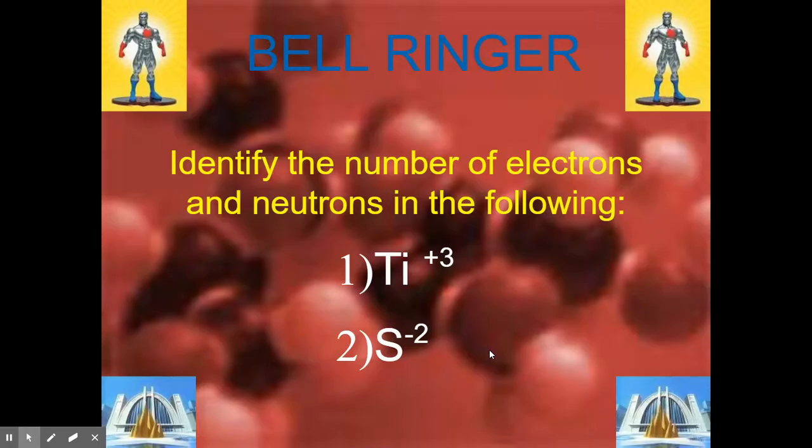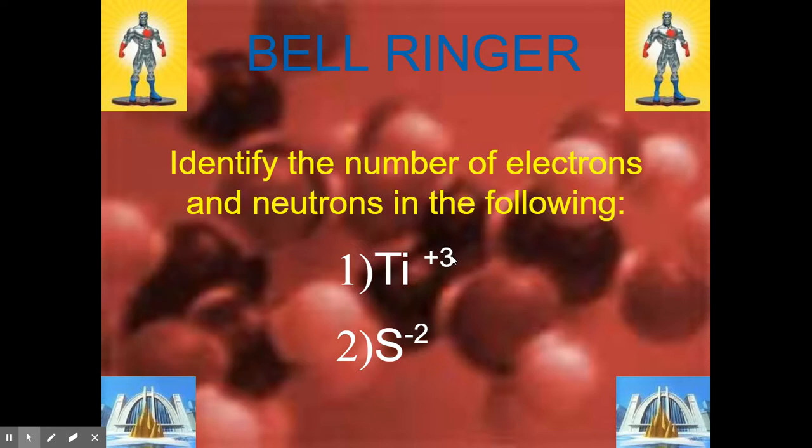So you have to identify the number of electrons and neutrons in the following. I'm going to move on, and I will ask you the questions in Edpuzzle. But for titanium, the electrons normally in an atom would be 22. Because this has a +3 oxidation number, that means it's lost 3 electrons, so it's down to 19 electrons.